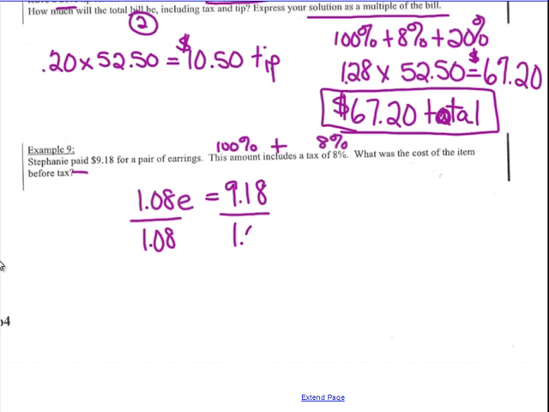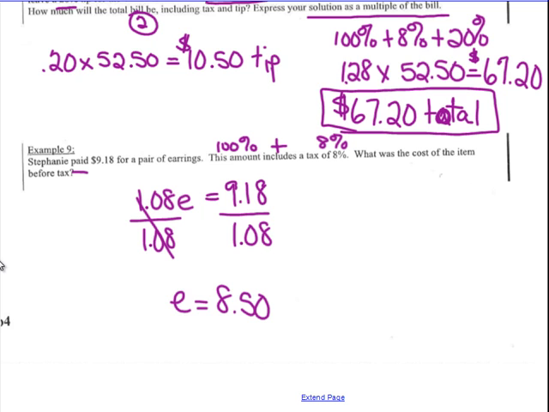So I'm not multiplying my 108 by my $9.18, because that is not the original amount. If it was the original amount before the tax, then you would multiply to get the amount with the tax. This is the amount already with the tax. So it's a division problem. So you get that the earrings originally cost $8.50.